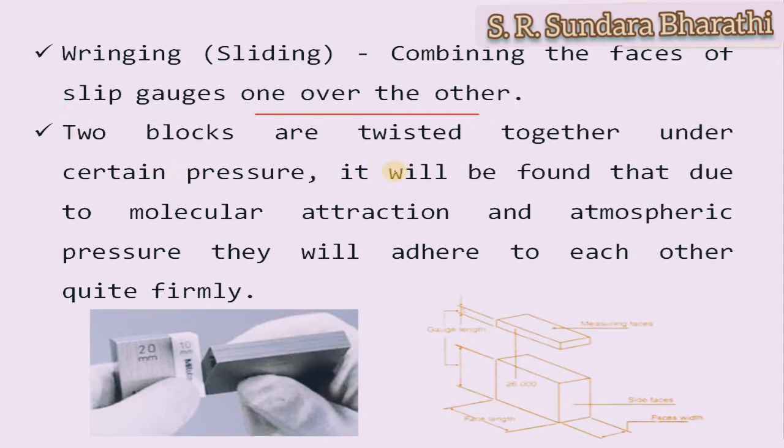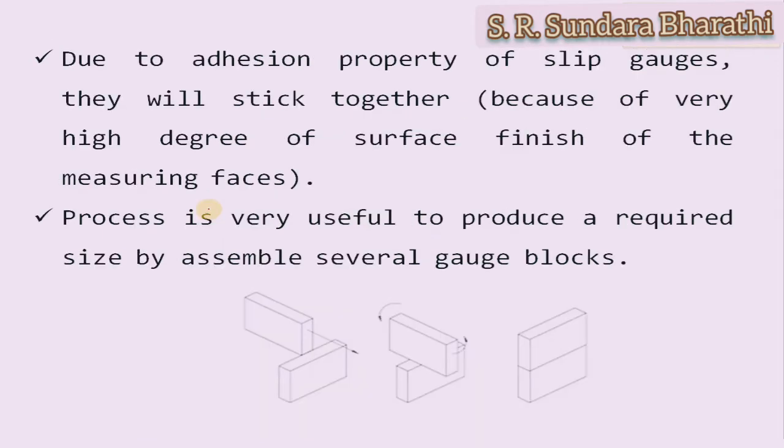Here two blocks are twisted together under certain pressure. It will be found that due to molecular attraction and atmospheric pressure, they adhere to each other. Due to this adhesion property, the slip gauges stick together. The reason behind this sticking is that the surface finish of the measuring faces is very good. So we apply further pressure and the faces are joined.